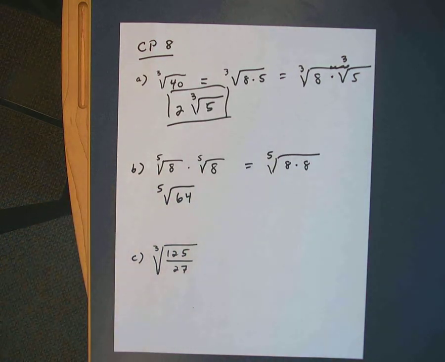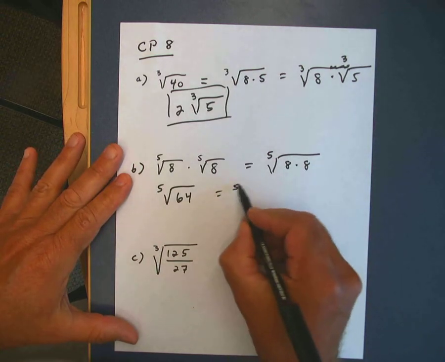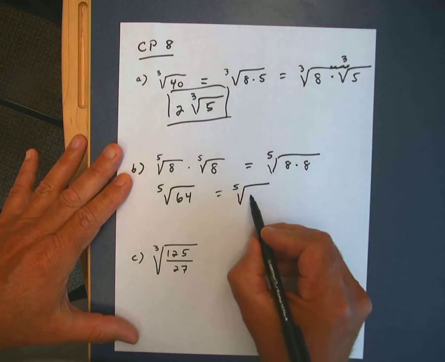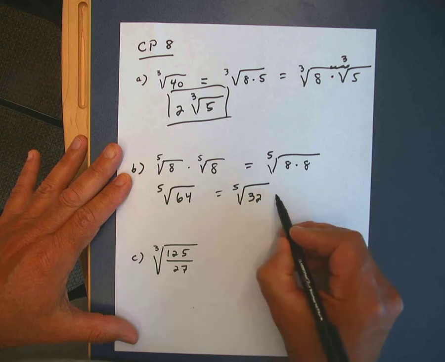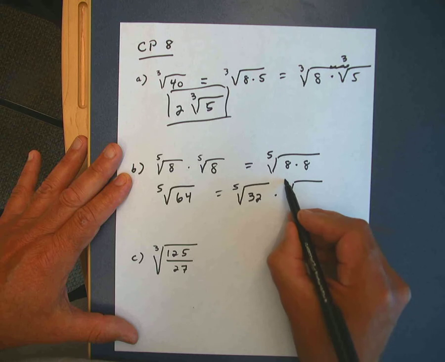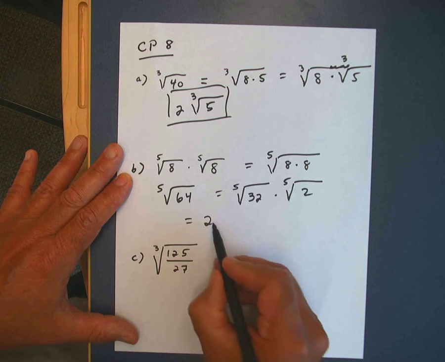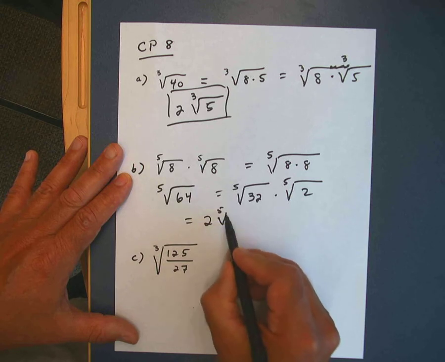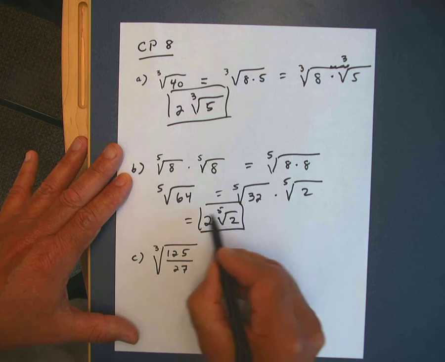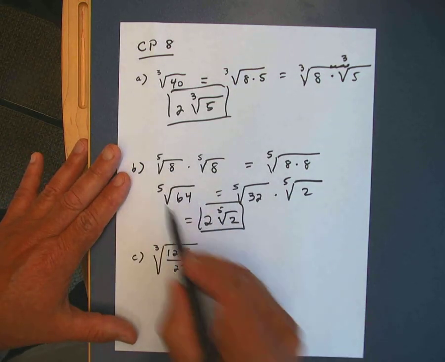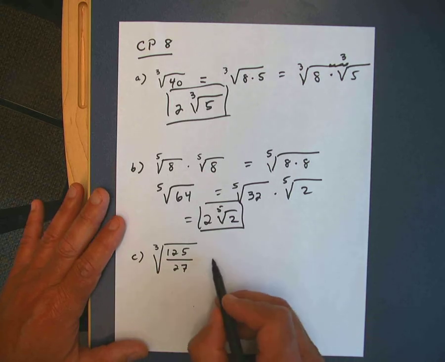Okay, now we look for a factor that has a fifth root. This takes some practice, but I know that if I raise 2 to the fifth power, I get 32, so I'm going to take 32 as a factor of 64. I'm going to write this as the fifth root of 32 times the fifth root of 2. You can take the fifth root of 32, which is just 2, so this will simplify to 2 times the fifth root of 2. We took out 2 from this expression.